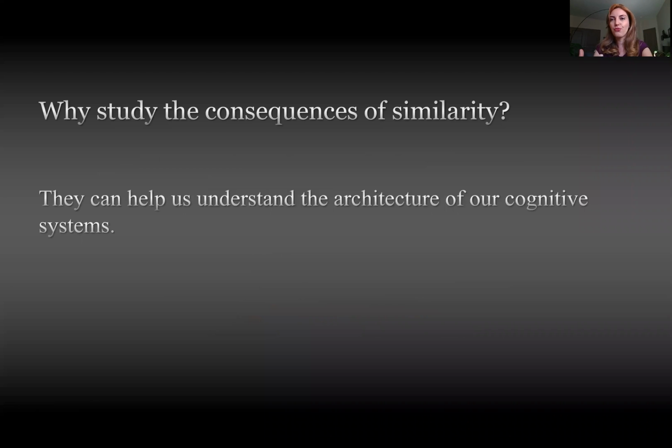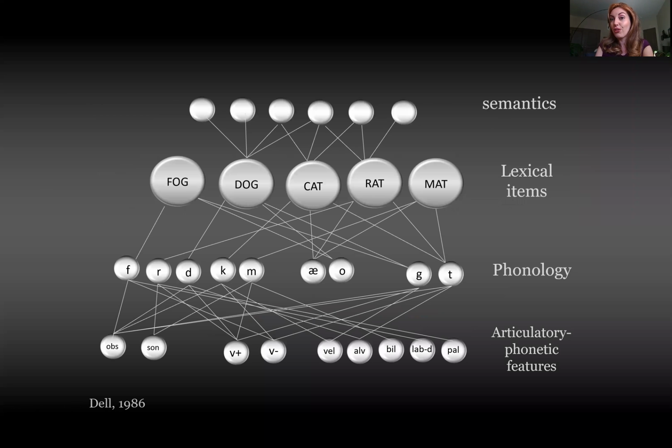Similarity is a really useful tool for us to better understand the cognitive architecture of various cognitive systems. And this has been especially true about the language production system. Pretty much everything we know about how language production works, we have learned from different kinds of similarity effects in speech errors and reaction times.